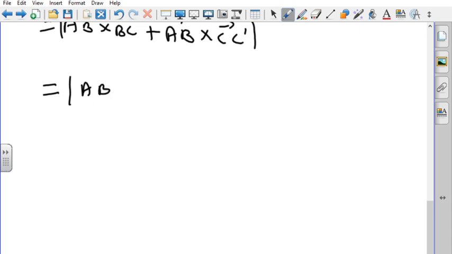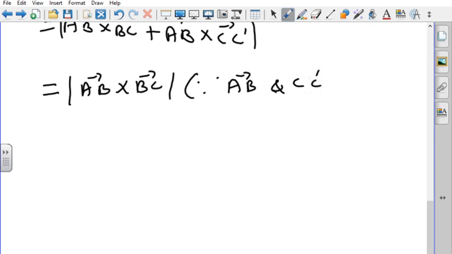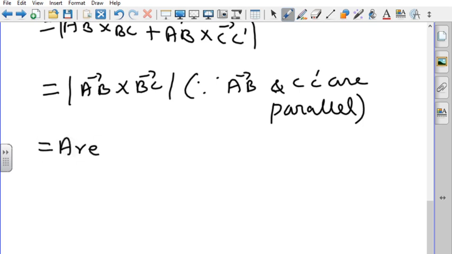And now this is equal to AB vector cross BC vector, because AB vector and CC dash are parallel. So because they are parallel, their cross product is equal to 0. Therefore, we have only AB vector cross BC vector, and AB vector cross BC vector is nothing but the area of the parallelogram.